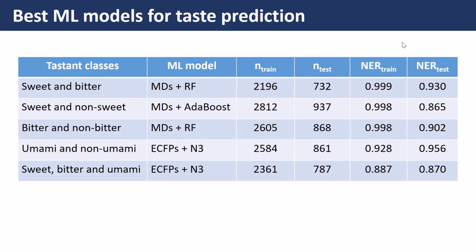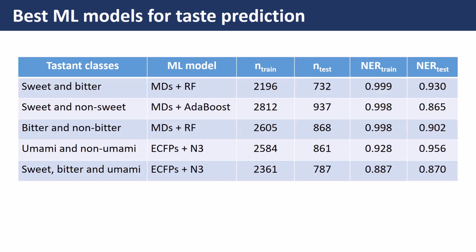Here you can see some of the results, but again, this can be found in our publication. I will give you the link later. So this is the number of molecules that we used to train or to test a model. Okay, so you can see the number is significant.